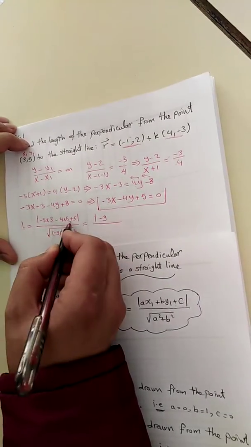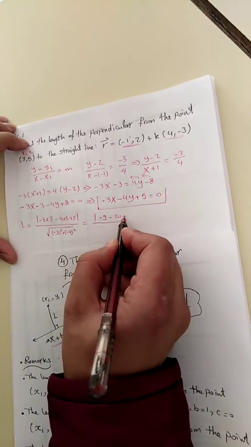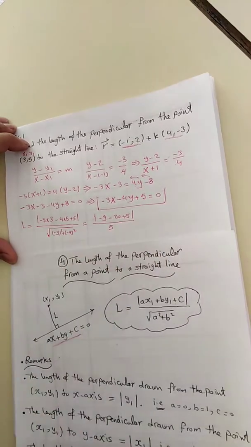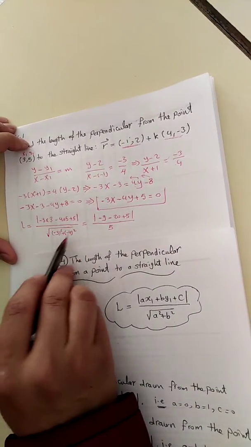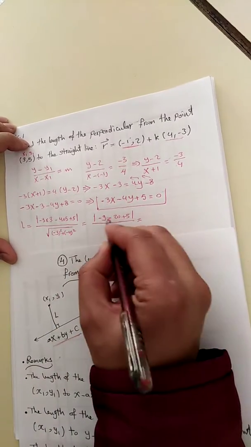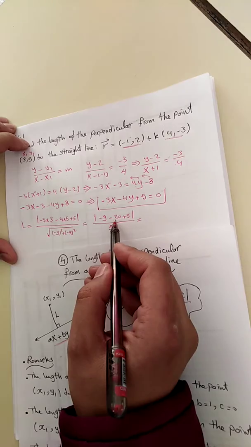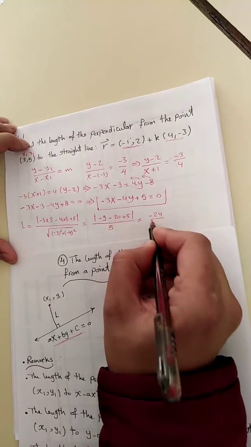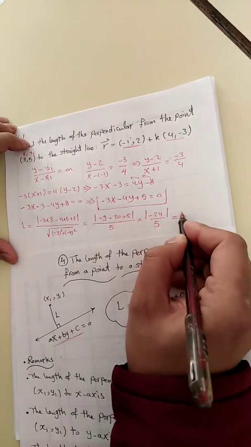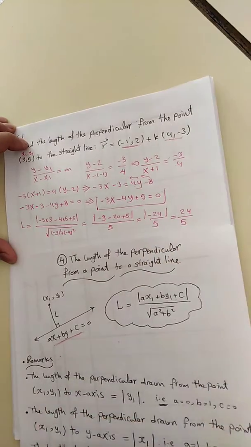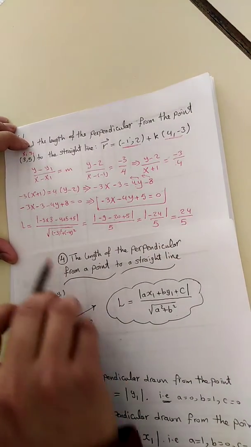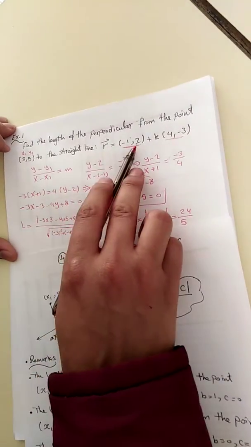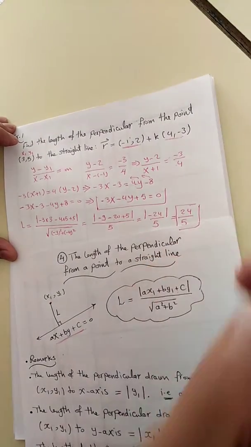Negative 9 minus 20 plus 5 over square root, this is a well-known root, it will be 5. Negative 9 minus 20 is negative 29, plus 5 is negative 24, over 5. The absolute value of the numerator gives 24 over 5. This is the length of the perpendicular from the point to the straight line, and this is the required.